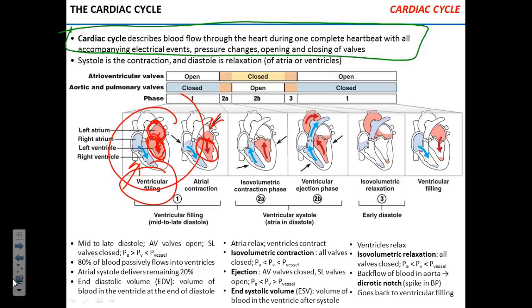So the first valve sound is the closure of the atrioventricular valves, the lub. That makes sense? They close because pressure in the ventricle becomes higher than the pressure in the atrium. That makes sense. But pressure in the ventricle is still lower than the aortic pressure.